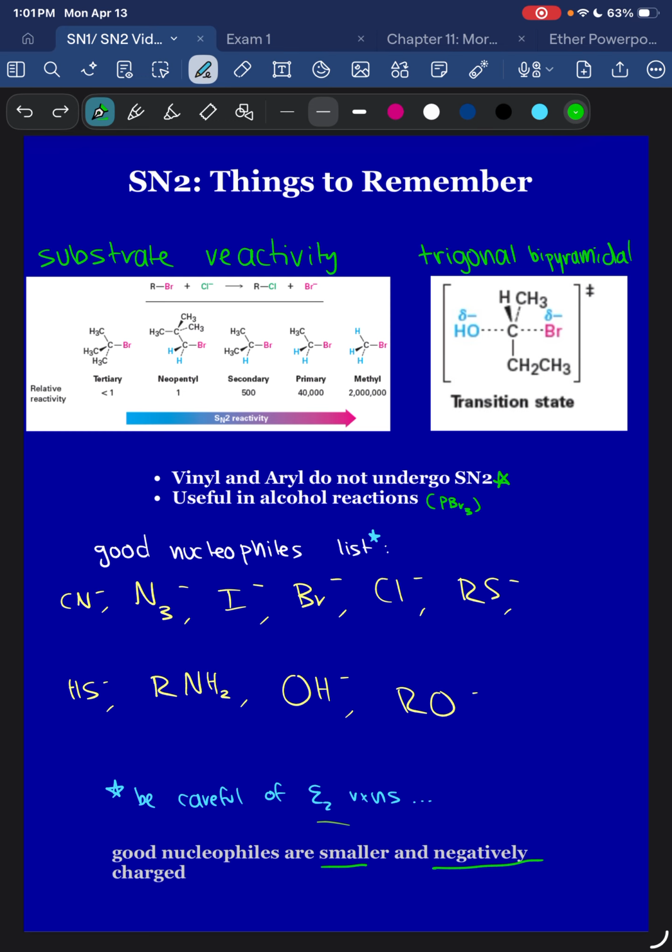So, as I stated earlier, you need a good nucleophile. What is a good nucleophile? As shown in the list below, good nucleophiles are typically smaller and more negatively charged. Some examples are halides, as you see in this list, RS groups, and OH groups.